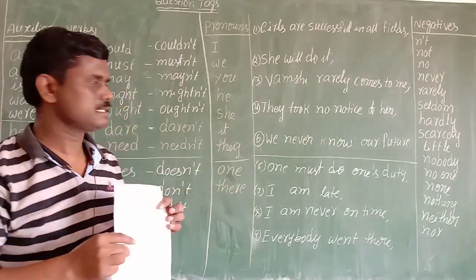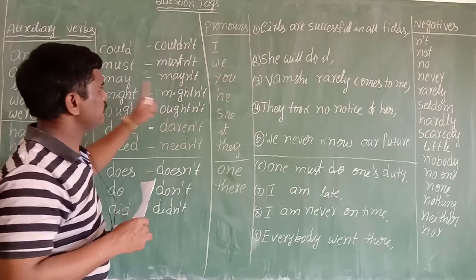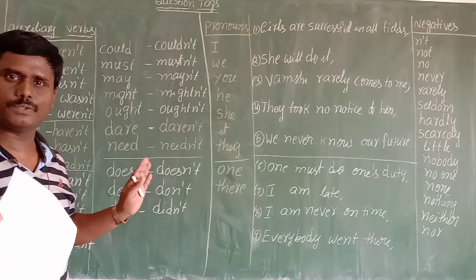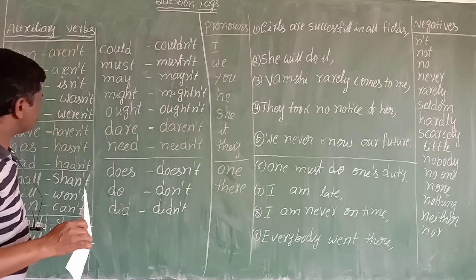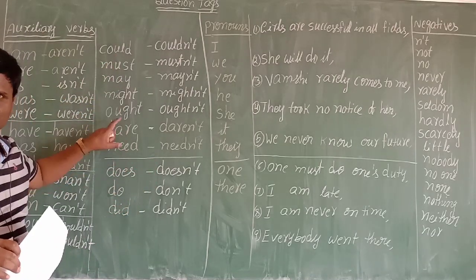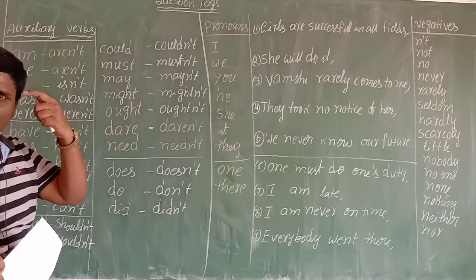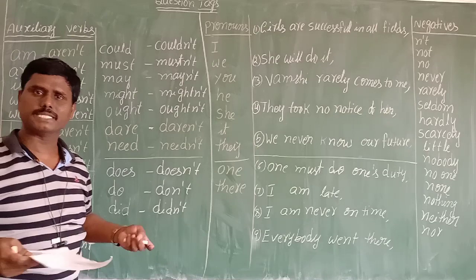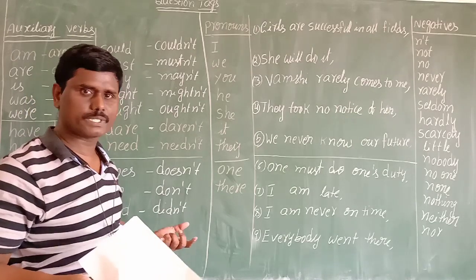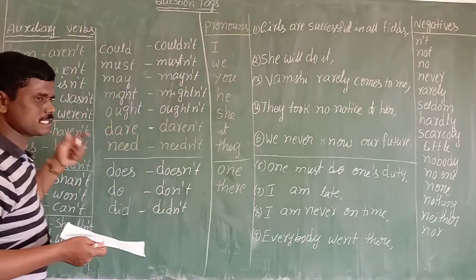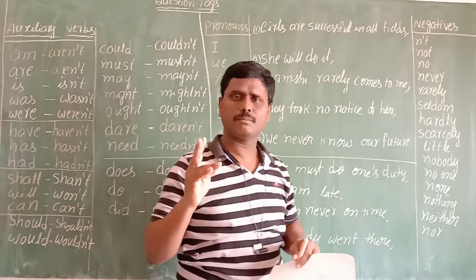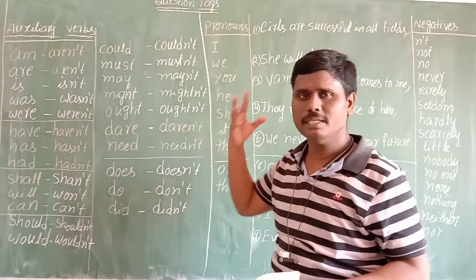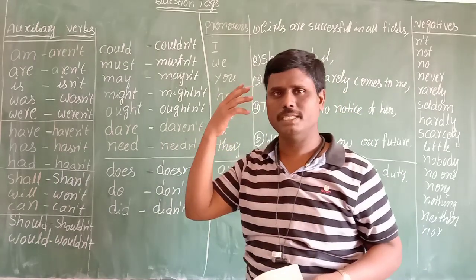Question tag means this word and this word, only two words. Easy. The only thing you have to do is just remember. Remember all these words. Once you keep them in your mind, question tags in English are very easy, not difficult. What are these? Always keep helping verbs: am, are, is, was, were, have, has, had, will, would, shall, should, can, could. Remember them in your mind.